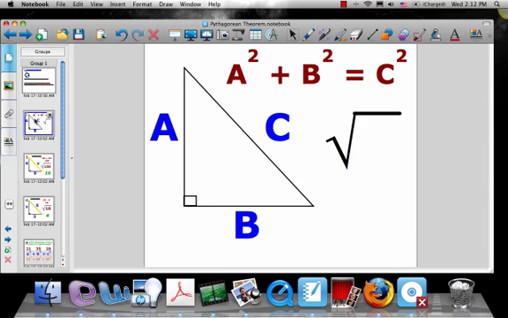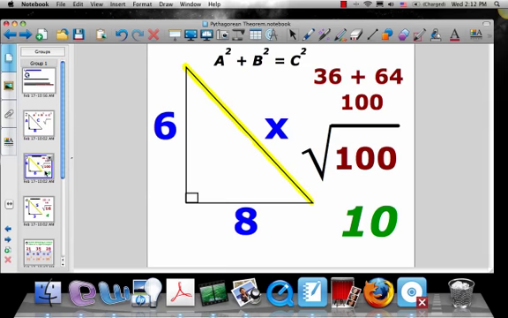We will be using the square root on each and every problem at the very end. Every Pythagorean Theorem problem ends with the square root. And remember, this is the exact opposite of taking something to the second power. So, using a couple examples here.